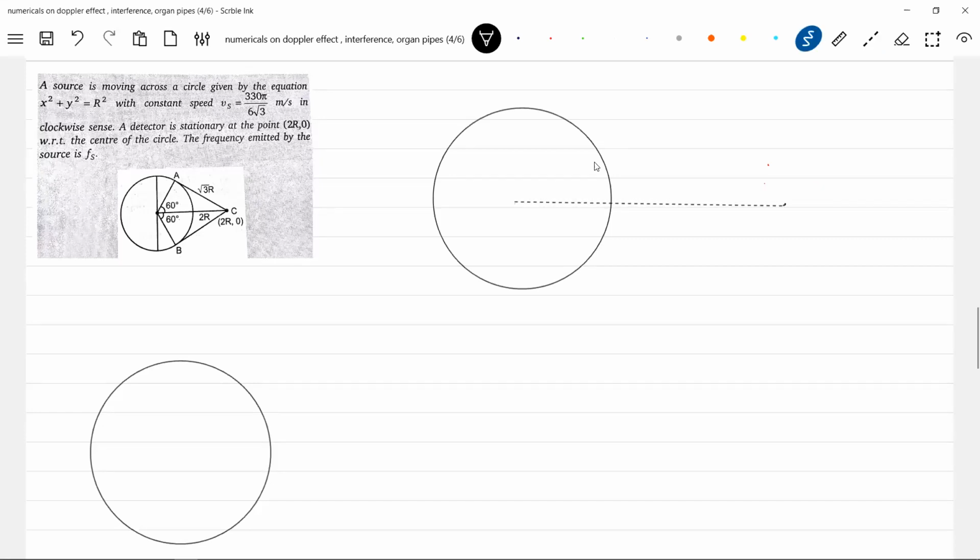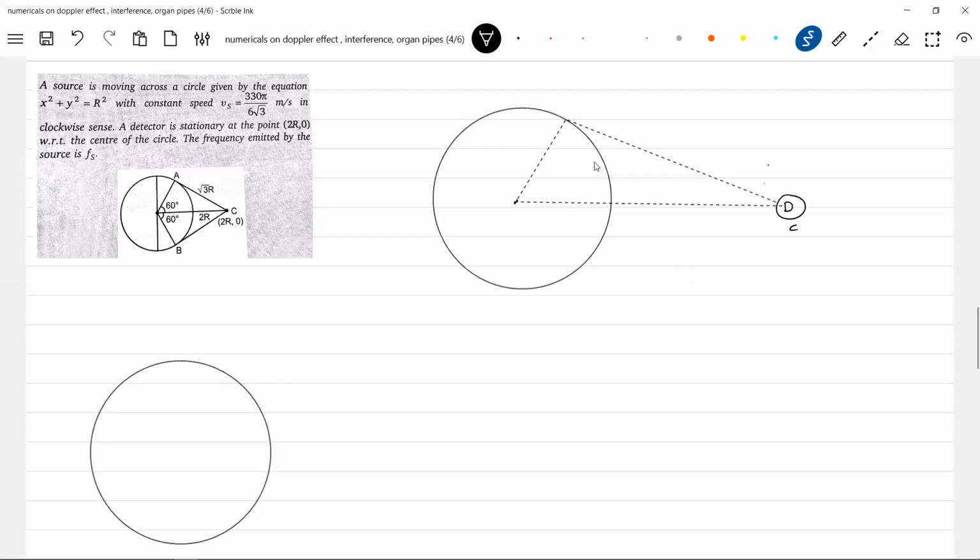Now, where is the detector? Detector is here. There's a detector. Then what about the source? Source is moving in a circular path, in a circle with a constant speed. Then, so what is the question? Something is being asked.